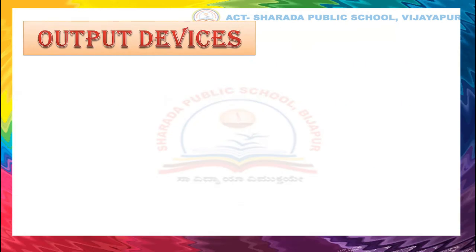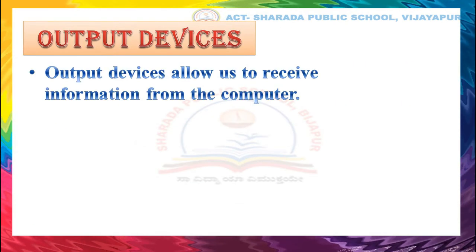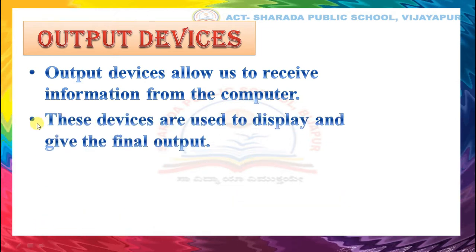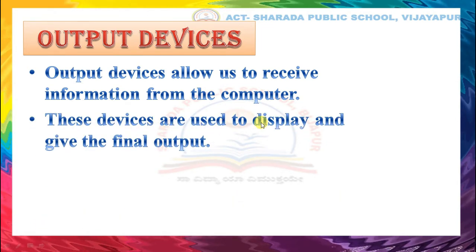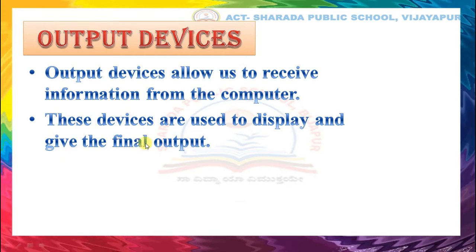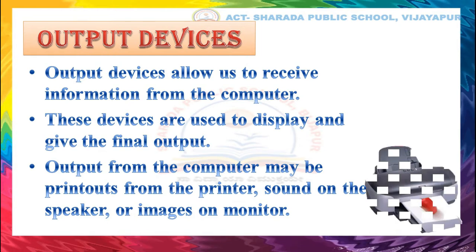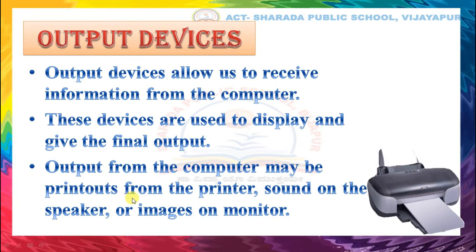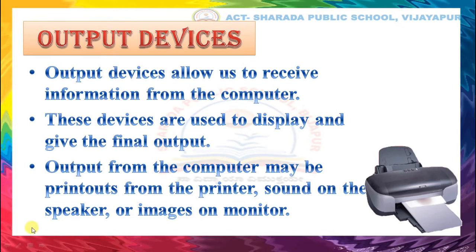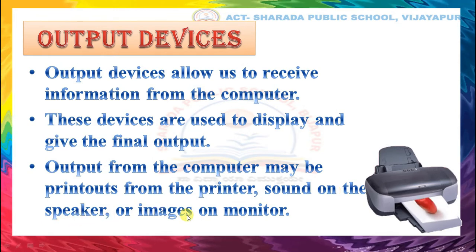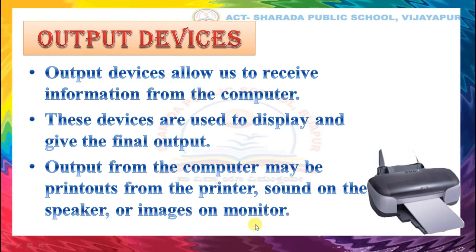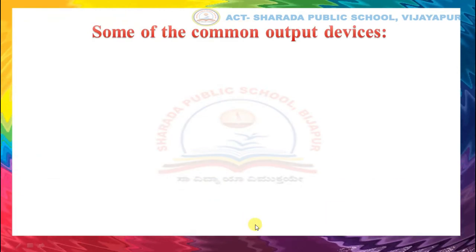Now, let's move to output devices. Output devices allow us to receive information from the computer. These devices are used to display and give the final output. Output from the computer may be printouts from the printer, sound on the speaker or images on monitor. Let us see some of the common output devices.